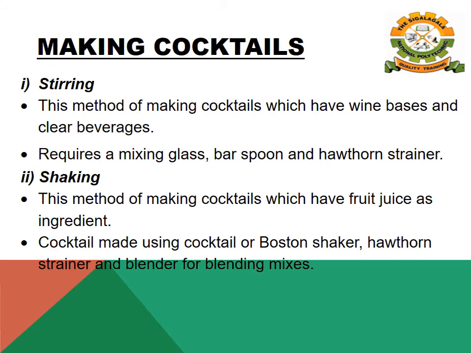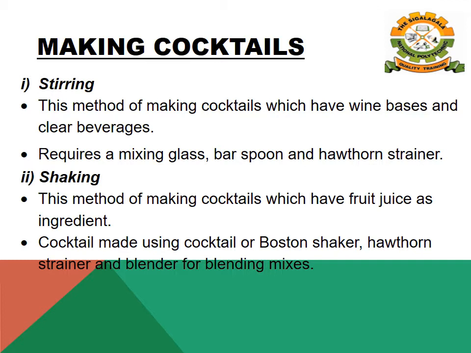So now let us look at different ways of making a cocktail. Basically, we have four methods of making cocktails. The first one is by stirring. This is a method of making cocktails which have wine bases and clear beverages. It requires a mixing glass, bar spoon, and a strainer.